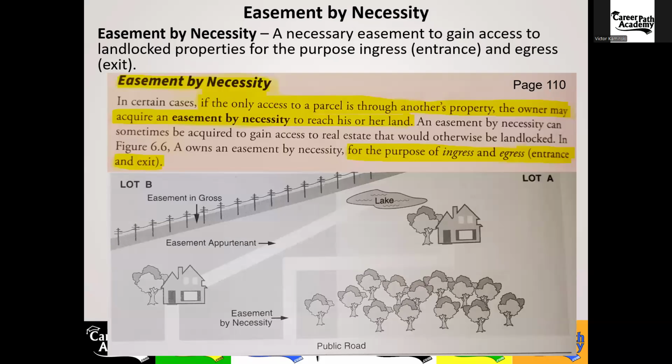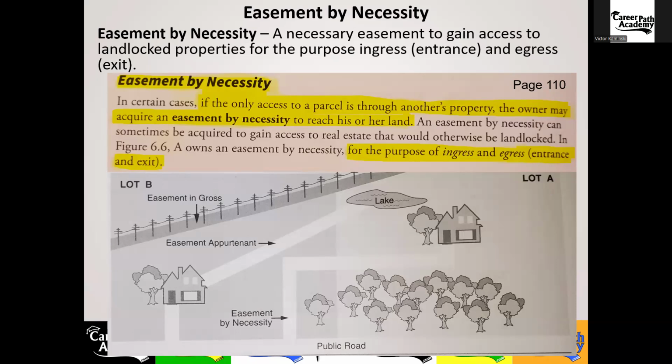Let's continue chapter 6. All right, page 110. This is from easement by necessity, when it's necessary to cross over someone else's property to gain access to yours.